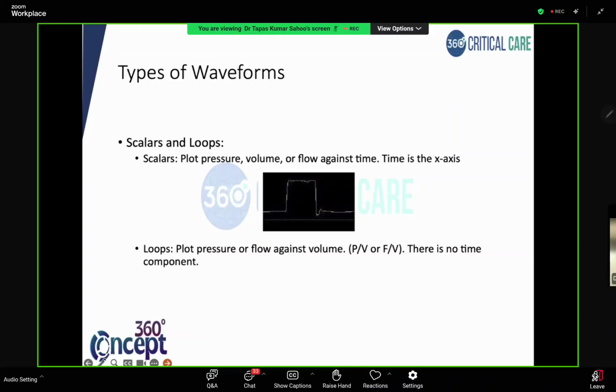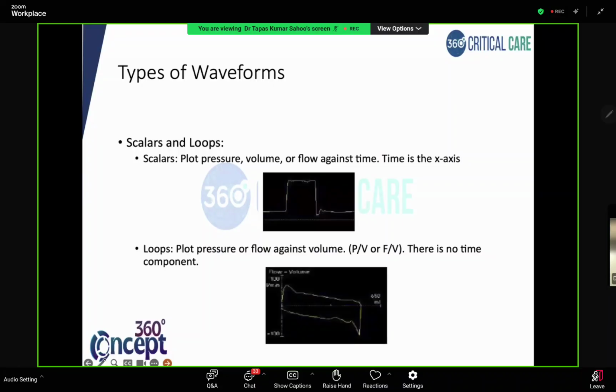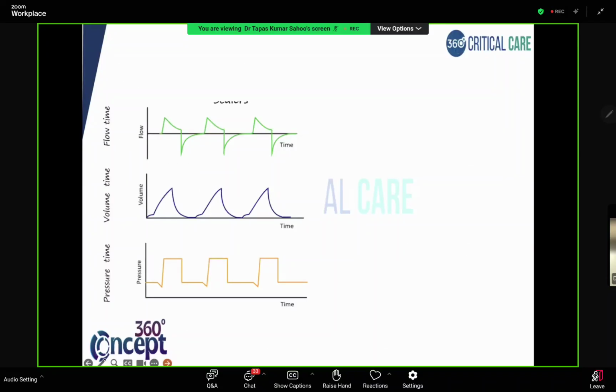So that means PV, FV. There is no time component in the loop. And this would be looking like this: flow time, flow volume. Clear? Now, these are all, like you would say, the pressure time, volume time, and flow time. Clear? Now, can anybody tell me what is the mode here in the scalars that I have shown?